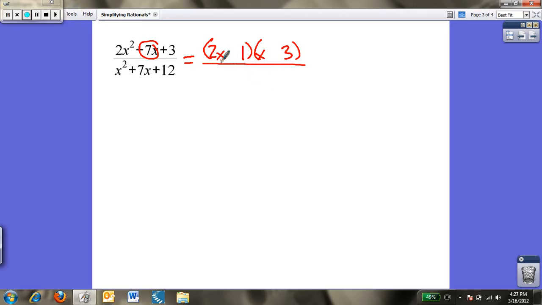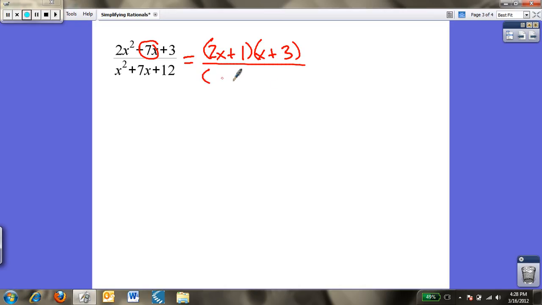And then when I look closer at the outer and the inner, 2x times 3 is 6x. 1 times x is 1x. 6x plus 1x gives me the 7x we wanted here. So 2x plus 1 times x plus 3.